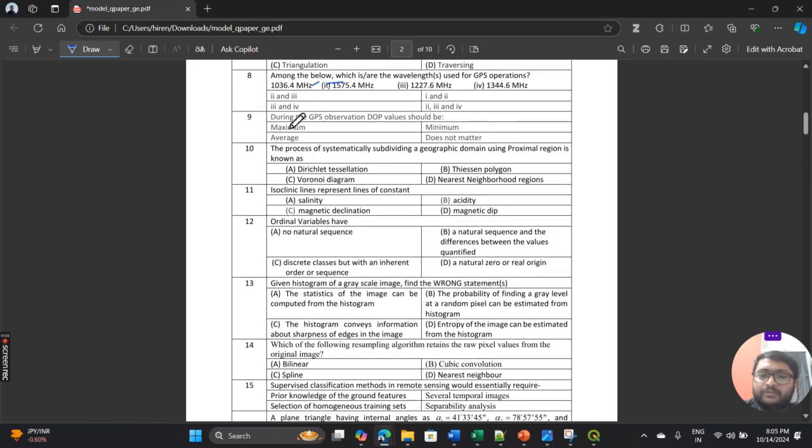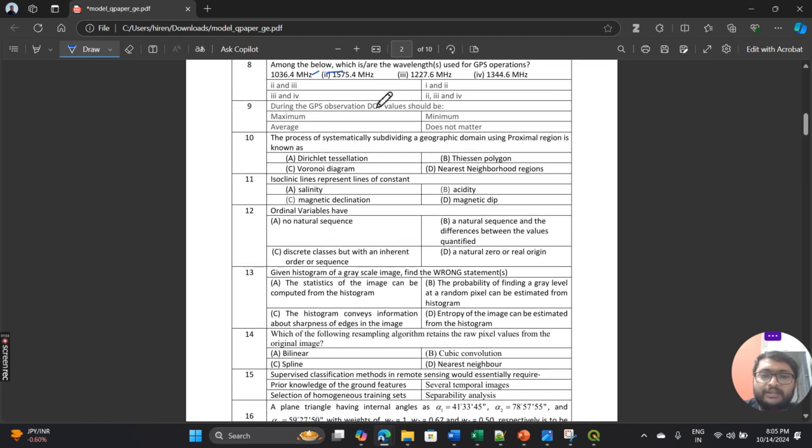Then during the GPS observation, the DOP value should be minimum. This is a conceptual question. DOP value means how the satellite geometry is. If the satellites are near to each other, there will be more uncertainty, and in that case the DOP value will be very high. If they are distributed properly, then it has less DOP, and we get a more accurate answer.